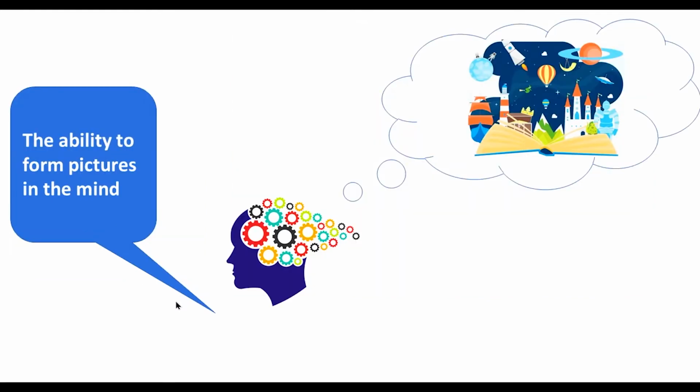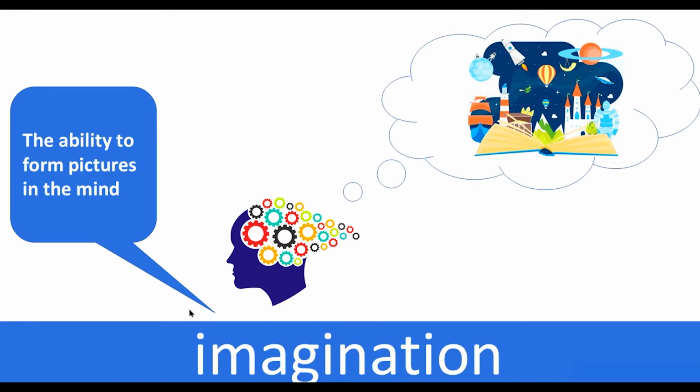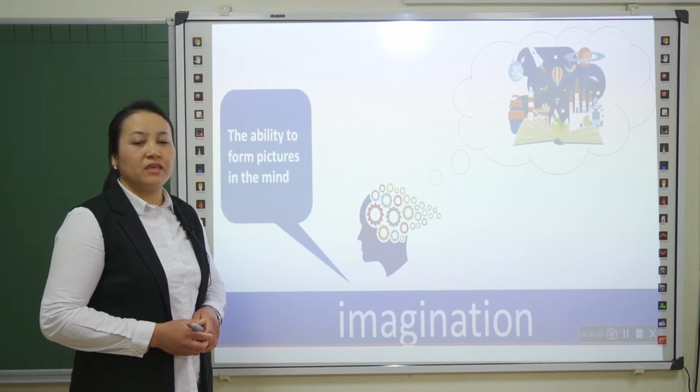Look at these 2 pictures. This is a bubble, and in the bubble there is a picture. So it's also a kind of ability to form pictures in our mind. What do you think? What word is it? Yes, right you are. This is imagination. Please repeat after me. Imagination, imagination.